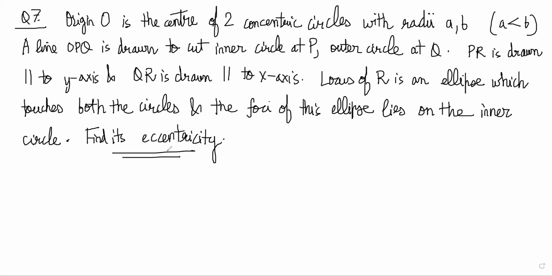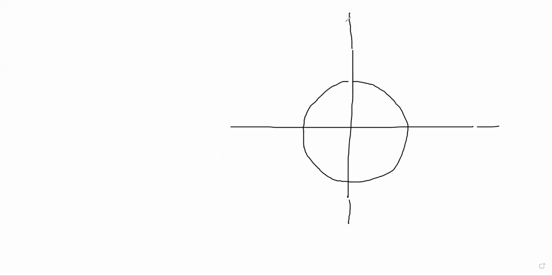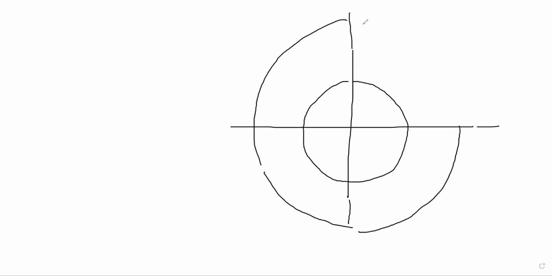Okay, so a lot of information is given. We have to slowly do the diagram and then try to understand what is happening, right? So we have an inner circle of radius A and an outer circle of radius B. Or maybe I'll do the diagram on the next page. So let's draw our situation. Inner circle of radius A, and an outer circle of radius B, and both the circles have the origin as center. This radius is B, and this radius is A, right?